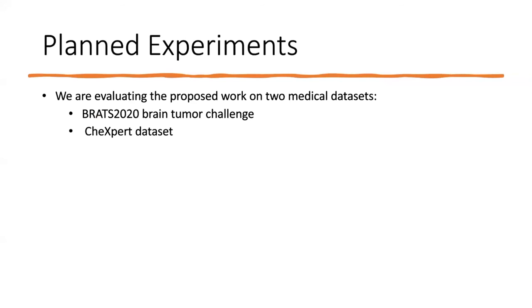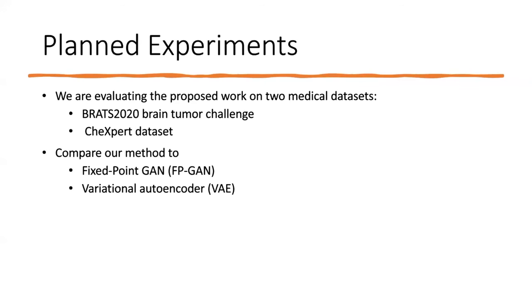For experimentation, we are using two data sets, BRATS 2020 and CheXpert. We are comparing our method with Fixed-Point GAN and VAE, the variational autoencoder. The evaluation metrics that we are using are the Dice score and AUROC.